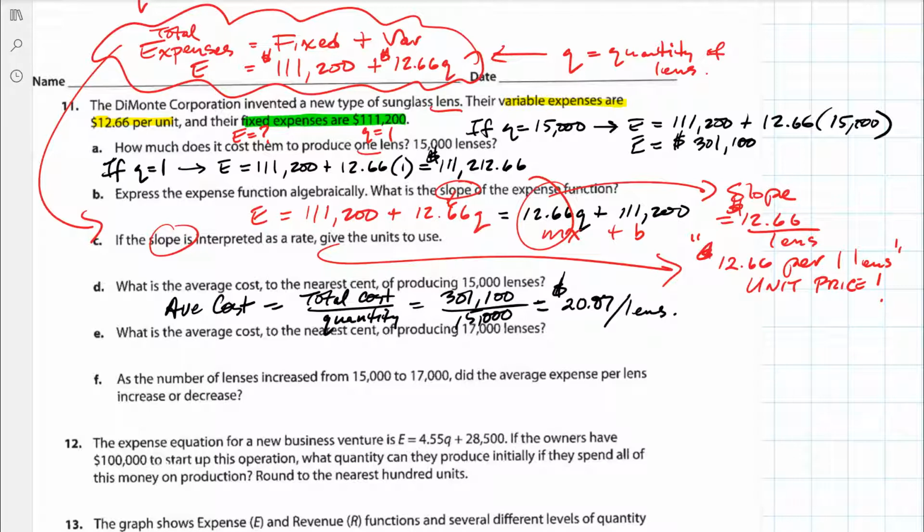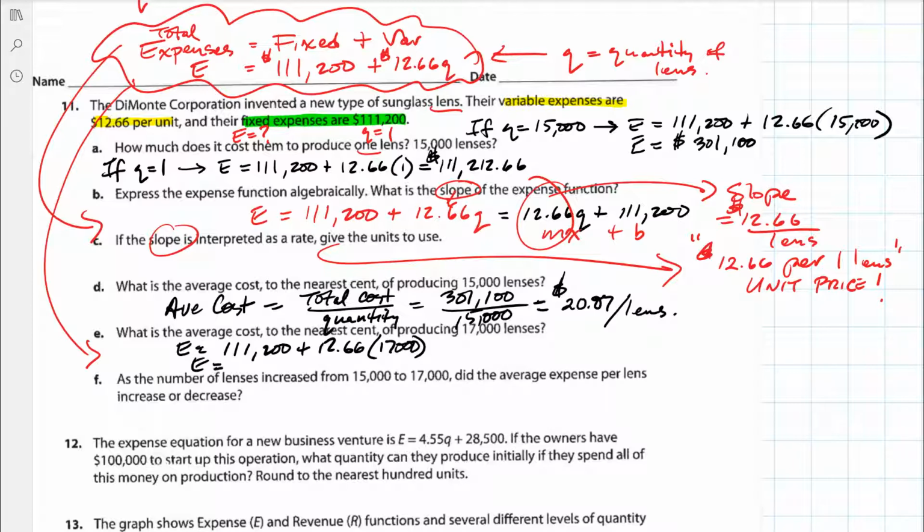All right, what is the average cost of producing 17,000 lenses? So here we got to be a little careful. You can't take the previous result because the previous result in part A deals with a different amount. So I got to find the total expenses first. I got to step this one out. So we're going to take the expense equation above and use it down here as well. I know that the fixed expense is 111,200 plus $12.66 times 17,000. So there's my step one.